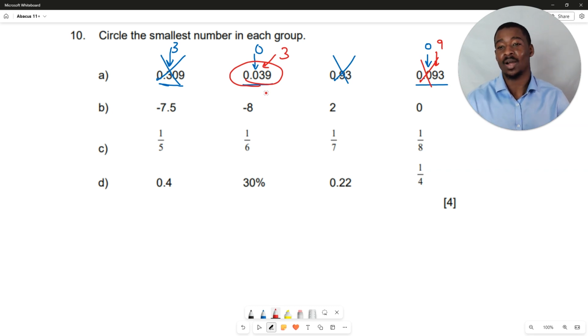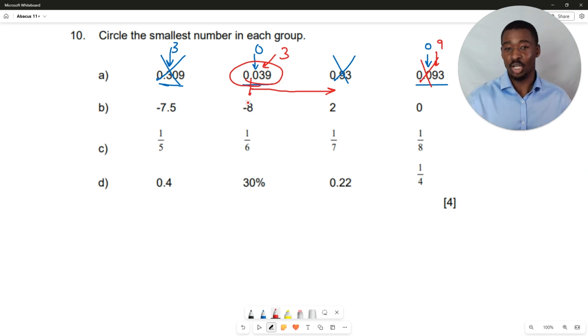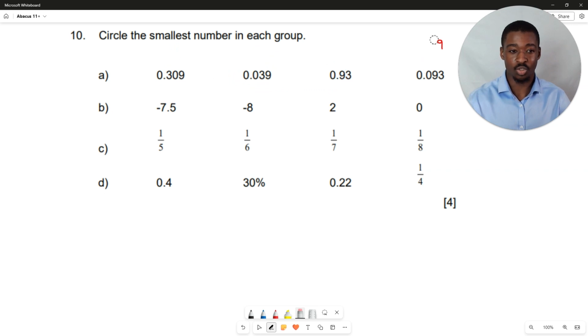So this is how you work out the smallest number when you have decimals. It's not about which number has the most or the least number of numbers after the decimal point. It's more about going through the number step by step by going through the tenths column, hundredths column, thousandths column, so on and so forth. And this leaves us with our answer of 0.039. Let's make it nice and neat. 0.039. So now for part B, we have minus 7.5, we have minus 8, 2 and 0.